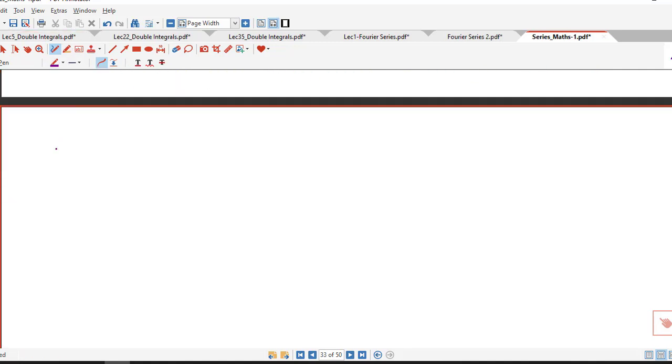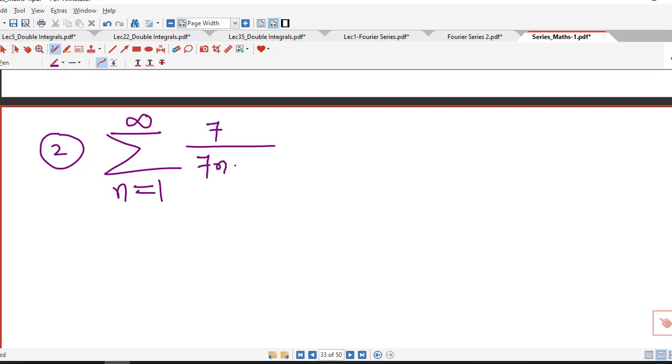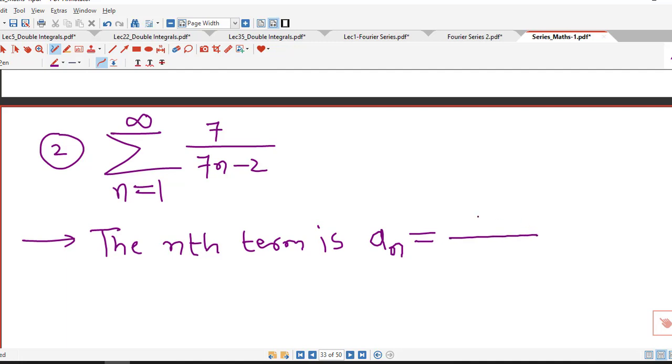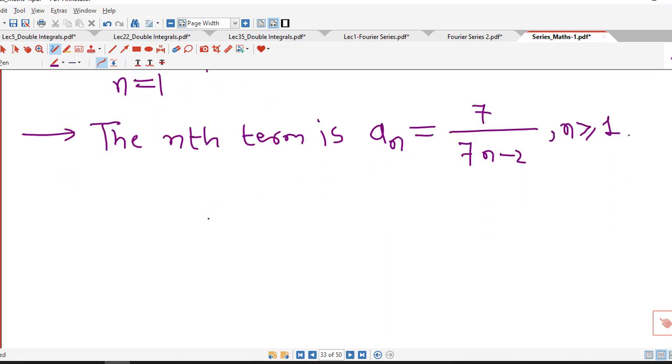So second series is sigma n equal to 1 to infinity 7 divided by 7n minus 2. So first we write down the nth term of the series. Nth term is an equal to 7 divided by 7n minus 2, n is starting from 1. Now if we observe 7 divided by 7n minus 2, then it behaves like 1 by n. So we can try bn equal to 1 by n.